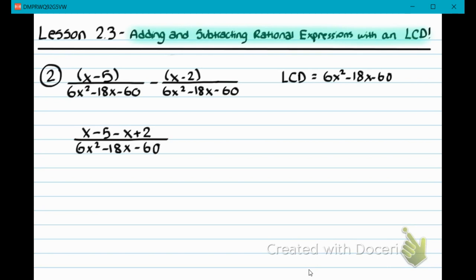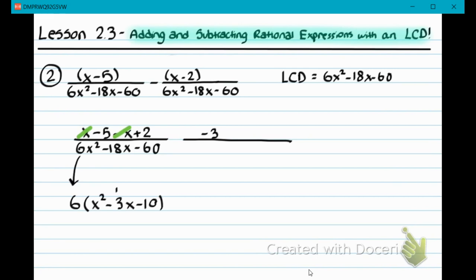All right, then you can combine like terms in the numerator. X minus x is actually going to cancel. Negative 5 plus 2 is negative 3. Then you work with your denominator. So we have to factor. First thing we check for, no matter what expression you're looking at, is a GCF, which this has. So I'm going to factor it over here and then write my answer in the numerator, the denominator, once I'm all done. So I would factor out a GCF of 6. That would leave me with x to the second minus 3x minus 10.